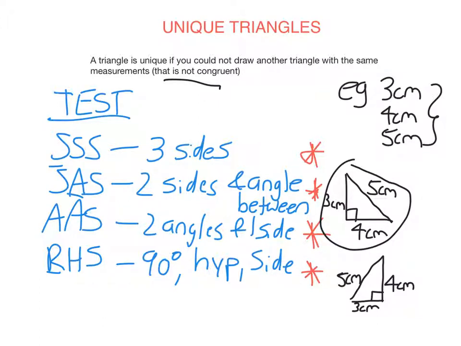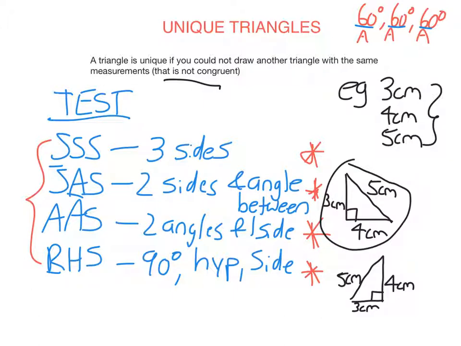So let's say I told you that I'm going to draw a triangle that has three angles, 60, 60, and 60, all angles equal to 60 degrees. Now I've given three angles. Notice that none of these tests are AAA. AAA is not a test for uniqueness. What that means is, if I tell you I'm going to draw a triangle with three angles equal to 60 degrees, there are actually infinitely many triangles that you can draw.